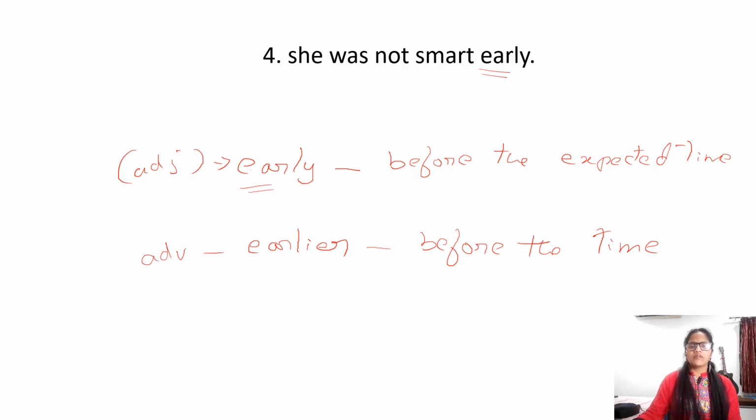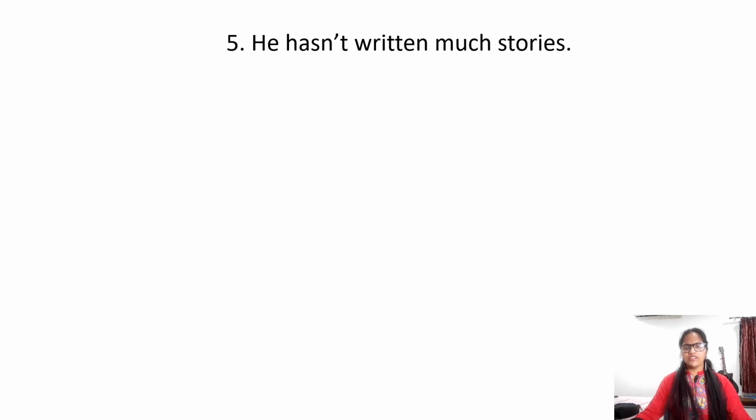She was not smart. Smart is an adjective. Now this early is talking about an adjective. So the word that tells about an adjective has to be an adverb, right? So we need an adverb here, not an adjective. What is the adverb form of early? It is earlier. The correct answer is: She was not smart earlier. Hope you understood.